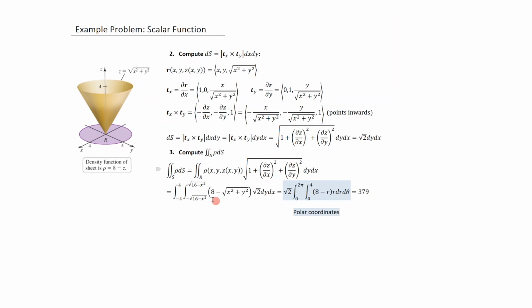All right, so one could do this, but it's simpler to convert to polar coordinates. If you convert to polar, the Jacobian will be r, and you'll end up with r dr d theta. X is r cos theta, y equals r sin theta, so this term just becomes 8 minus r. This is a circle of radius 4, so r goes from 0 to 4, and you're sweeping once around the whole circle, so theta is 0 to 2 pi. And the root 2 is taken outside. This is a simple integral to calculate, and you'll end up with an answer of 379.